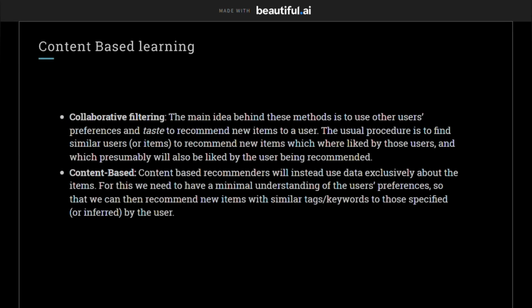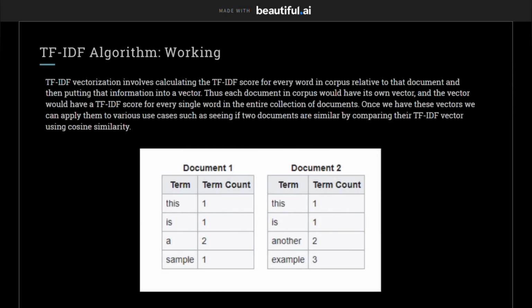So till now the algorithms discussed were part of collaborative filtering, whereas TF-IDF is a type of content-based algorithm. Content-based recommenders use data exclusively about the items. For this, we need to have a minimal understanding of the user's preferences so that we can then recommend new items with similar tags or keywords to those specified by the user. The TF-IDF algorithm involves vectorization by calculating the TF-IDF score for every word in the corpus related to that document and then putting the information into a vector. Once we have these vectors, we can apply them to various use cases, such as seeing if two documents are similar by comparing their TF-IDF vectors using cosine similarity.